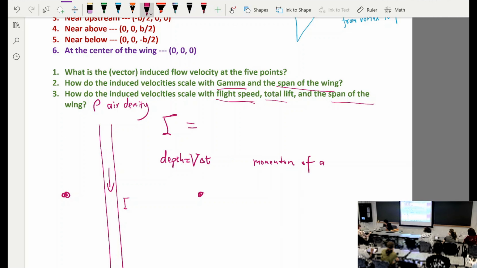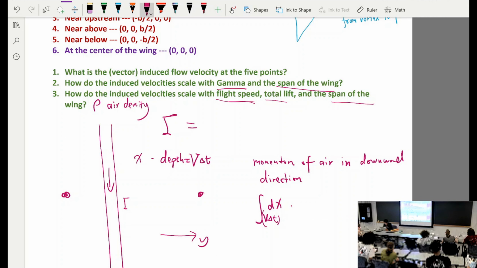Then I would get a total momentum of air in the vertical, downward direction, being, first of all, well, let me just say, integration over the x direction, dx, and over the depth, right? So this is the x-directional depth, V delta t. This is how long I'm integrating in the x direction. And the y direction is this. So I'm integrating over the span, right?